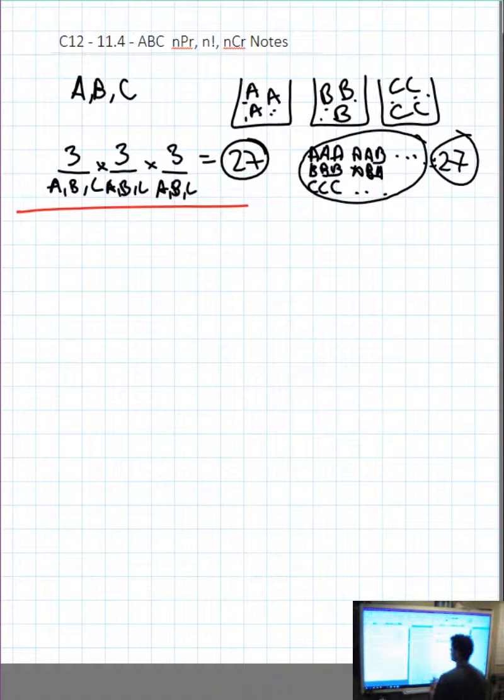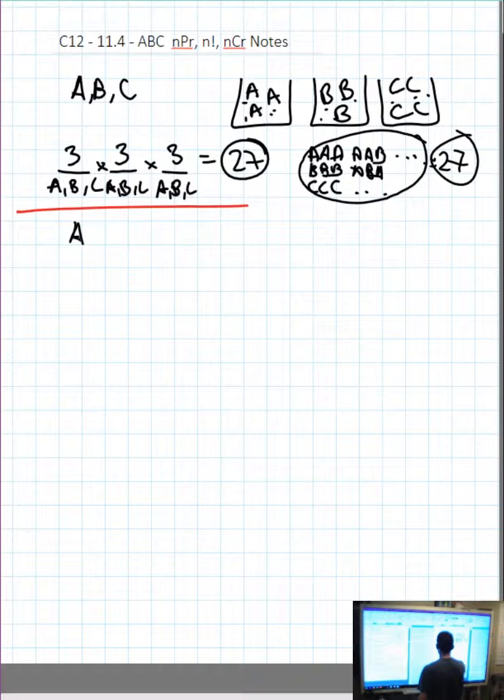So that was repeats allowed, no restrictions. I have a bucket of each. Now I just have an A, a B, and a C. And I'm not allowed to repeat. And we're going to break this up into 2 different categories. So we're going to do 2 questions in a row.